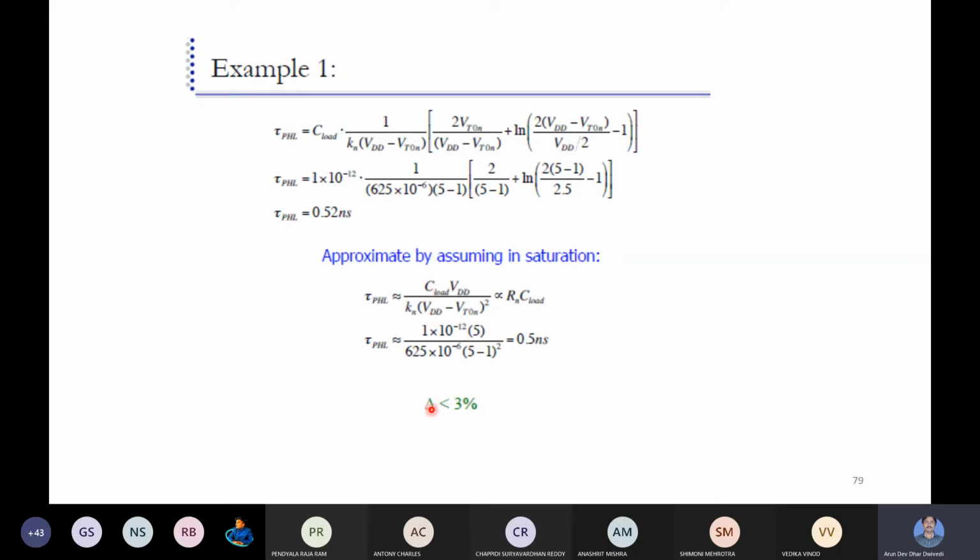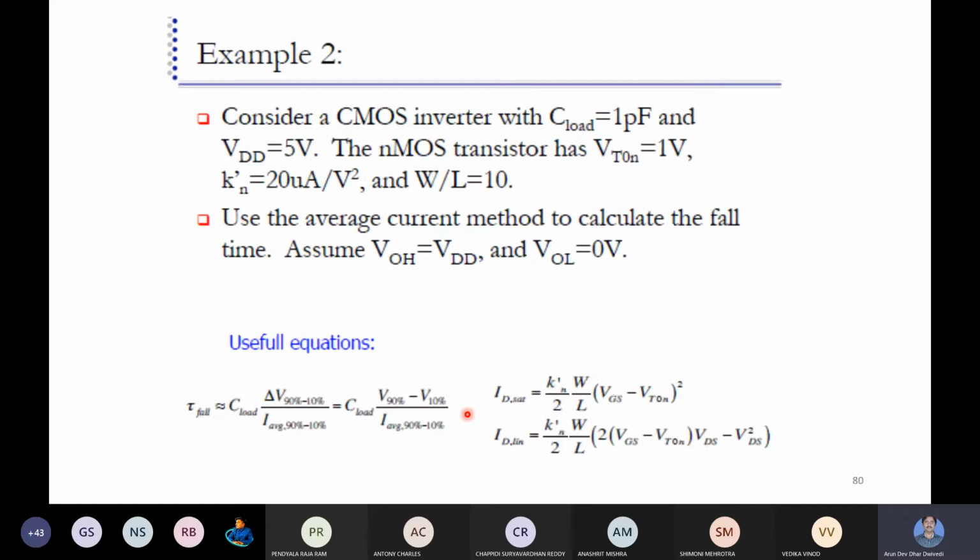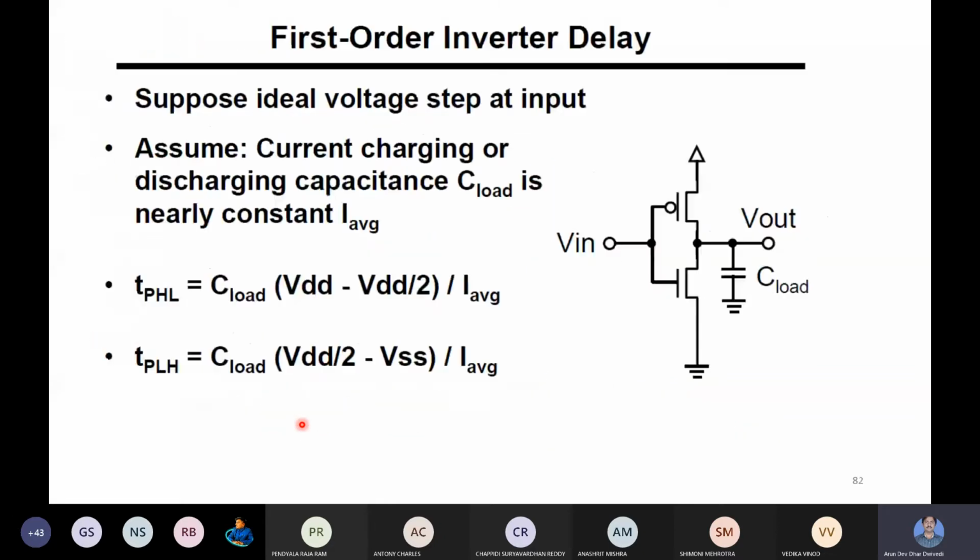The variation is only less than 3%. So from the big formula we derived, the accurate formula, to the approximate formula, there is only a 3% variation. The difference between the two results is less than 3%. So this is also an idea that sometimes we can use. Also, there is an approximate average current model that we can see here.